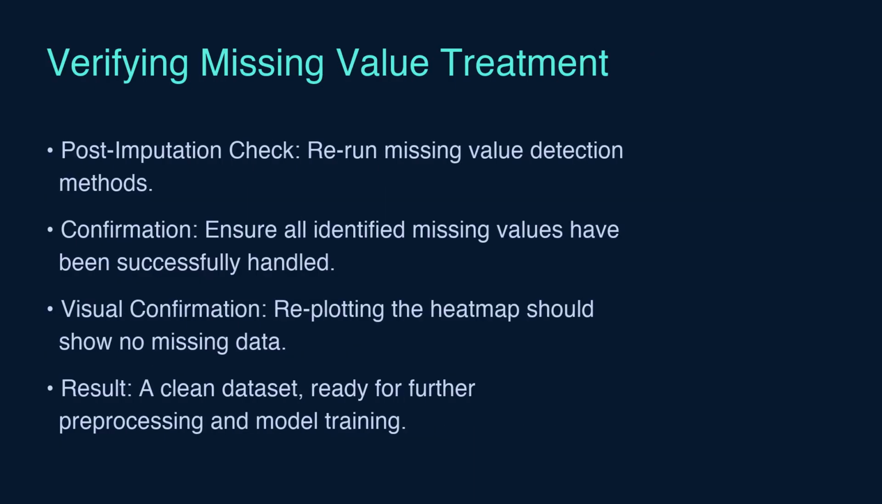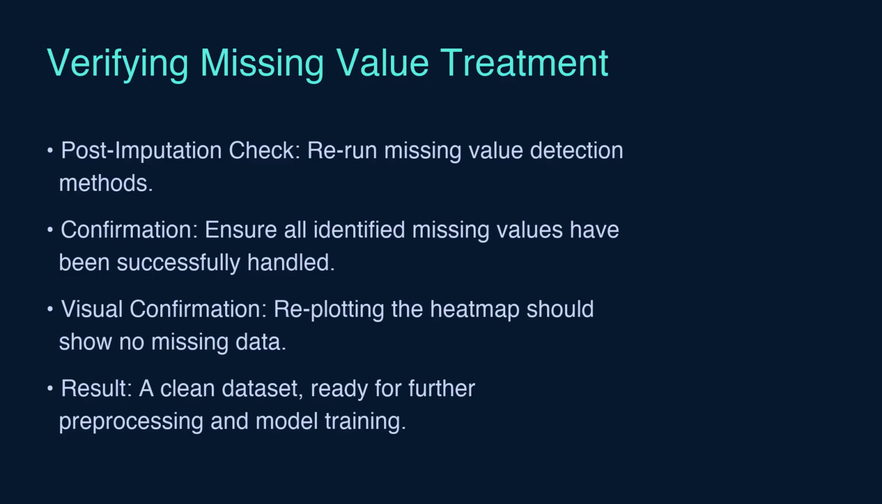After applying our chosen imputation or dropping strategies, it's absolutely crucial to verify that our efforts have been successful. The best way to do this is to rerun our missing value detection checks. We would again use functions like df.isnull().sum() to confirm that the counts of missing values in the affected columns have now dropped to 0.